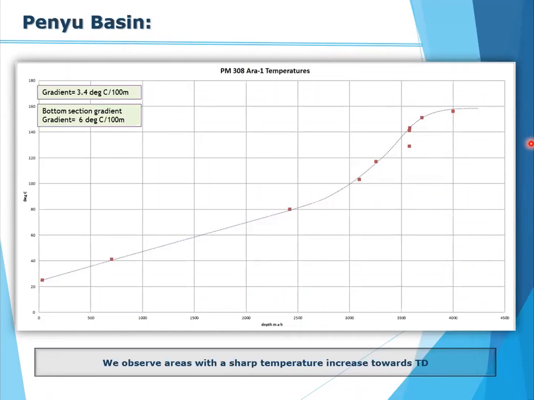And here I show you an example from a well in the Penyo Basin. It's the well Ara1, and that is another of those wells which offer surprises. Here we have an uneven heat flow, or better gradient. At the surface, it's around 3.4 degrees, so that is just normal average. But when we come to a greater depth, for whatever reason, we don't really know exactly why, the temperature gradient jumps, and very quickly we get to high temperatures. So this well, I think, came to 180 centigrade at TD.